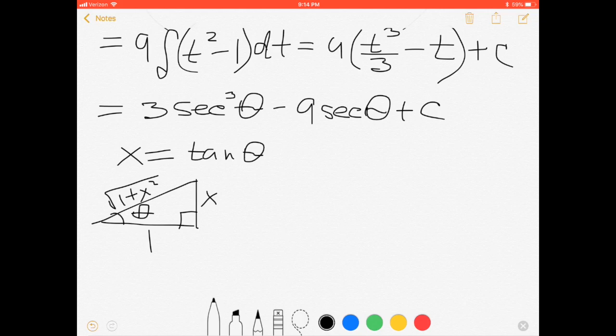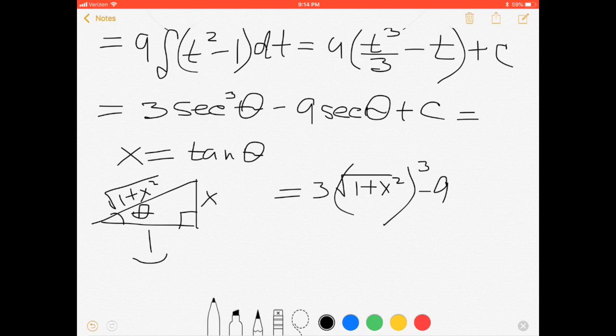Great. What is secant here? Hypotenuse over adjacent. It means the root over 1. Let's go. Here we have 3 times the square root of 1 plus x squared, cubed, minus 9 times the square root of 1 plus x squared, plus c. This is our final answer. Okay, great. Doing a couple more.